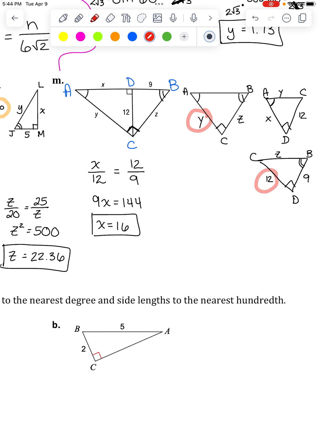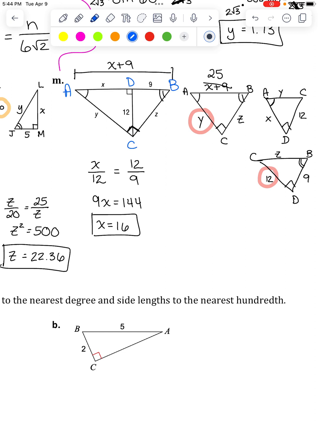Okay, pairing up to solve y. Y goes with x or 12. Between those two, though, I don't have another set. So let's try the other y. Y goes with, I don't have another set. So, here's the thing though. I've got this unmarked side here, AB, and AB goes from here to here. AB is x plus 9. So I can put that here, or I know what x is. X is 16. 16 plus 9 is 25.